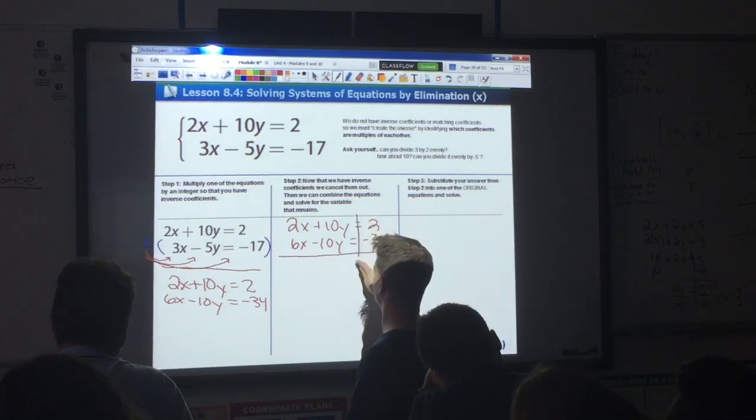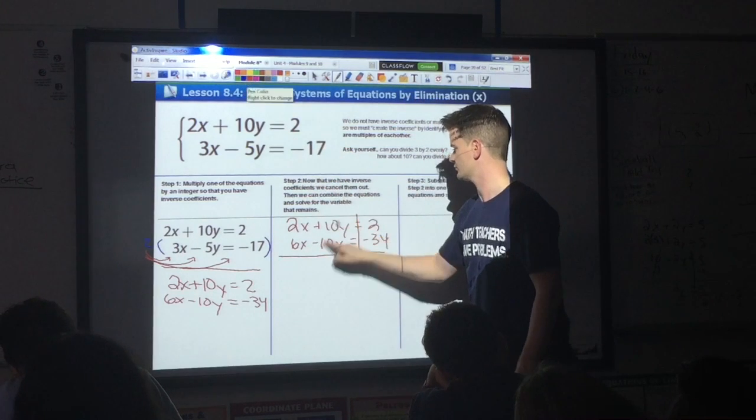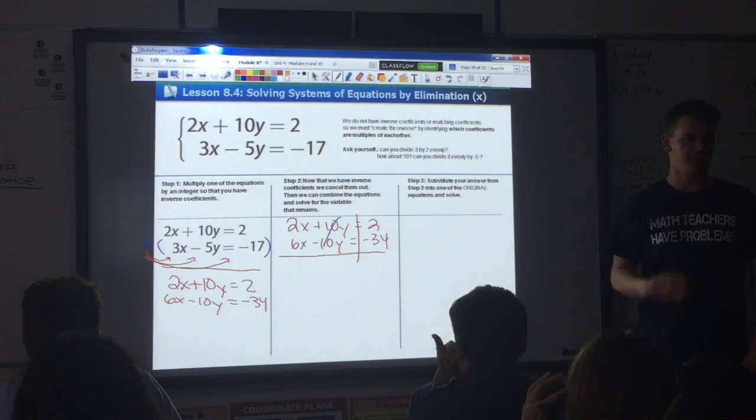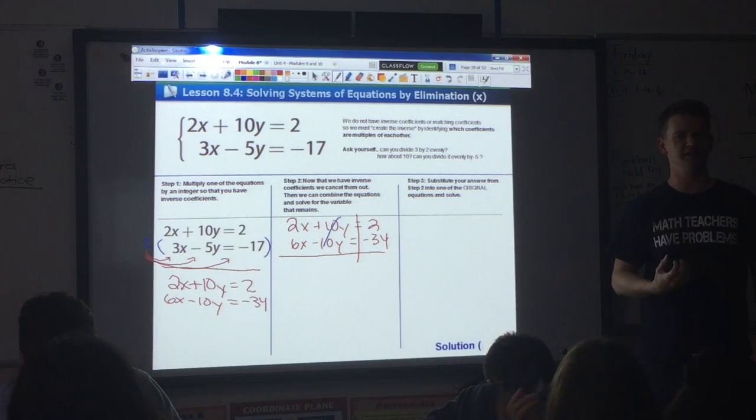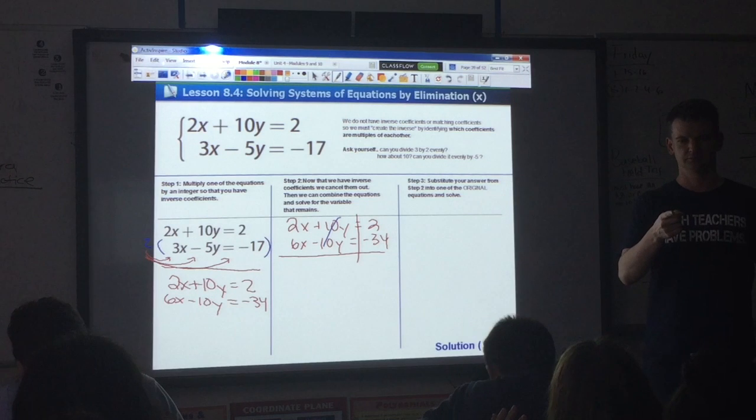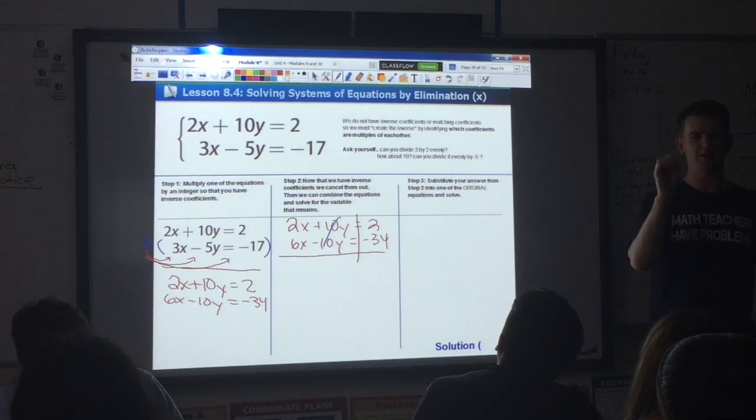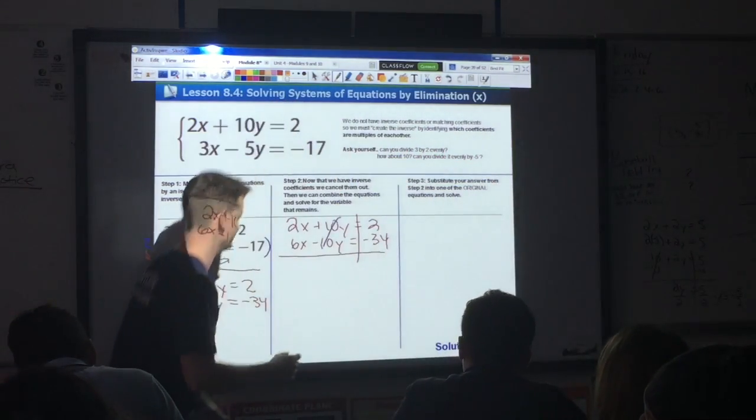So I work from left to right. The y's cancel out. That's what I was looking for, my inverse coefficients. Then I combine the terms I have left. I have a positive 2x and a positive 6x. What does that become? I want you to delete that out of your head. We're not multiplying, it's just positive and positive. We combine them, we're adding them together. That gives me a what?